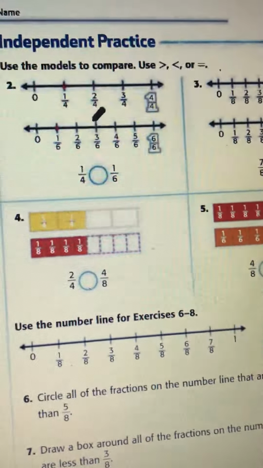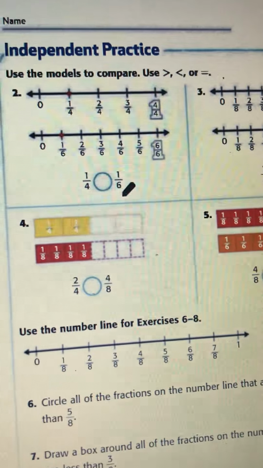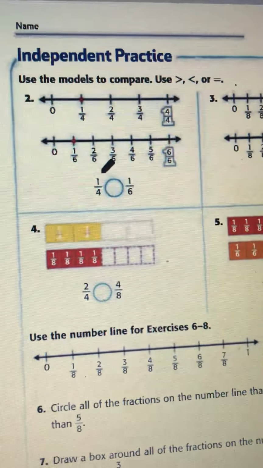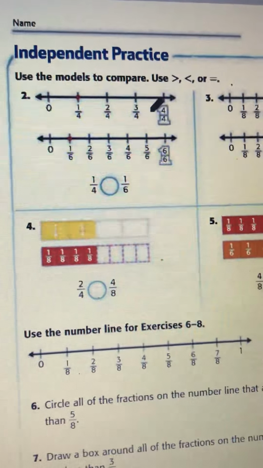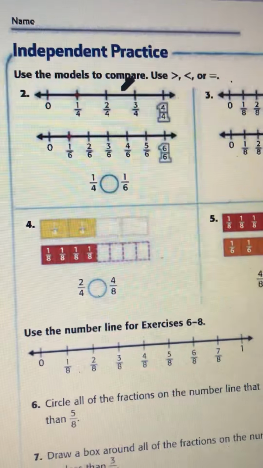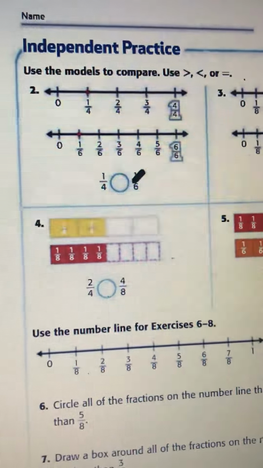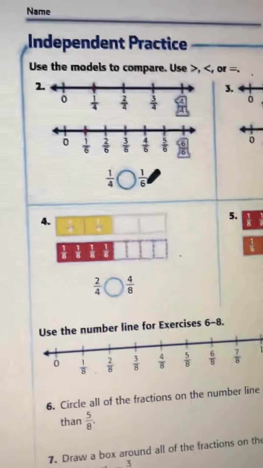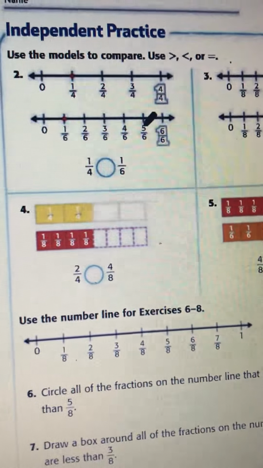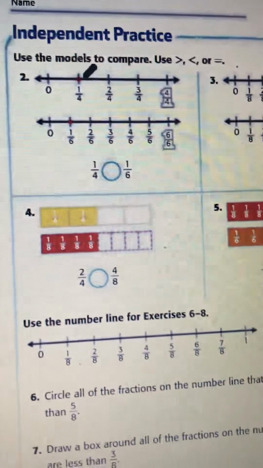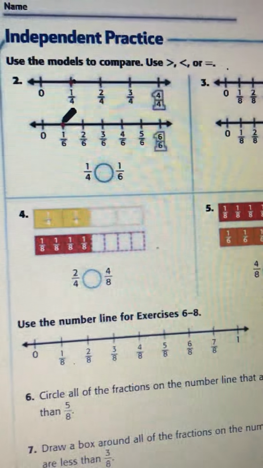As you can see here, we got 1/4 and 1/6. So the fractions have different denominators. That means this is divided into 4: 1/4, 2/4, 3/4, and 4/4. And this side is divided into 6 parts because the denominator is 6. So 1/6, 2/6, 3/6, 4/6, 5/6, and 6/6. And as you can see, 1/4 is here, and 1/6 is here.